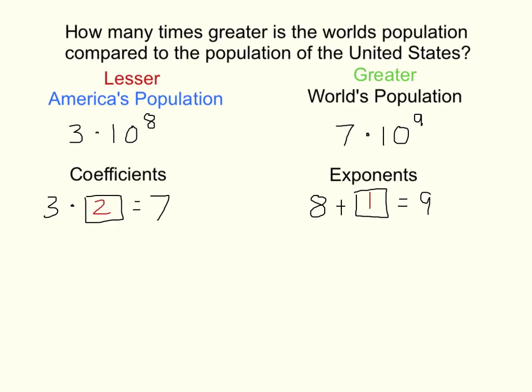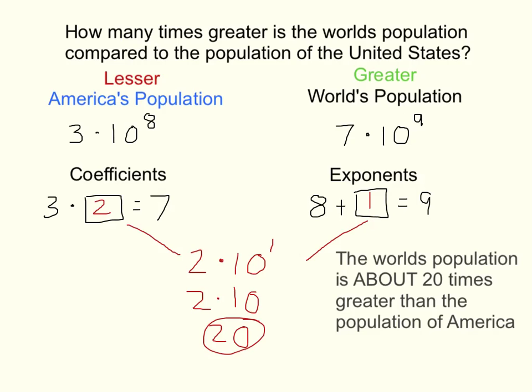My next step is to combine my information into scientific notation. I get 2 times 10 to the first, which in expanded form is 2 times 10. When I multiply that out, I get 20, which means the world's population is about 20 times greater than the population of America.